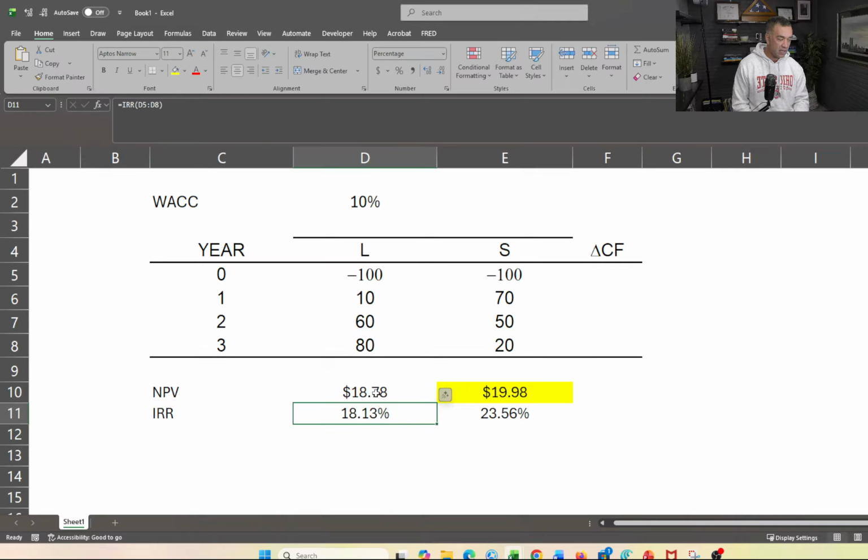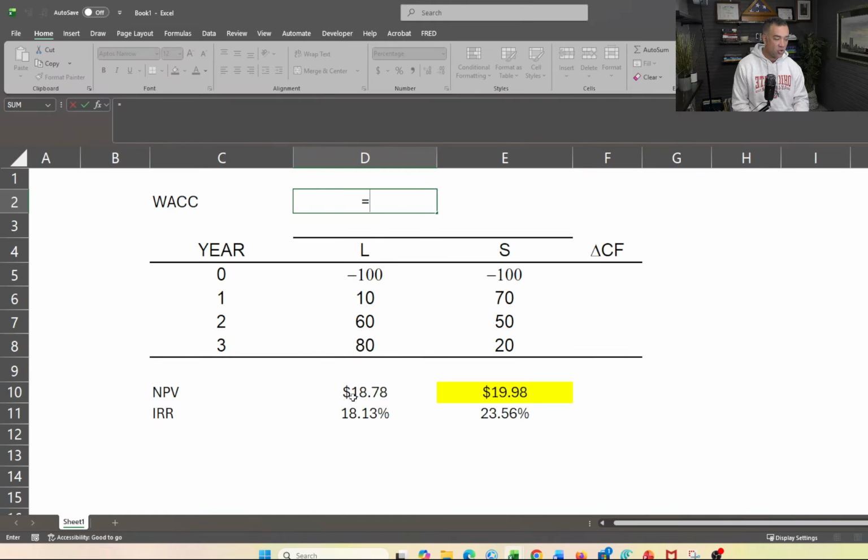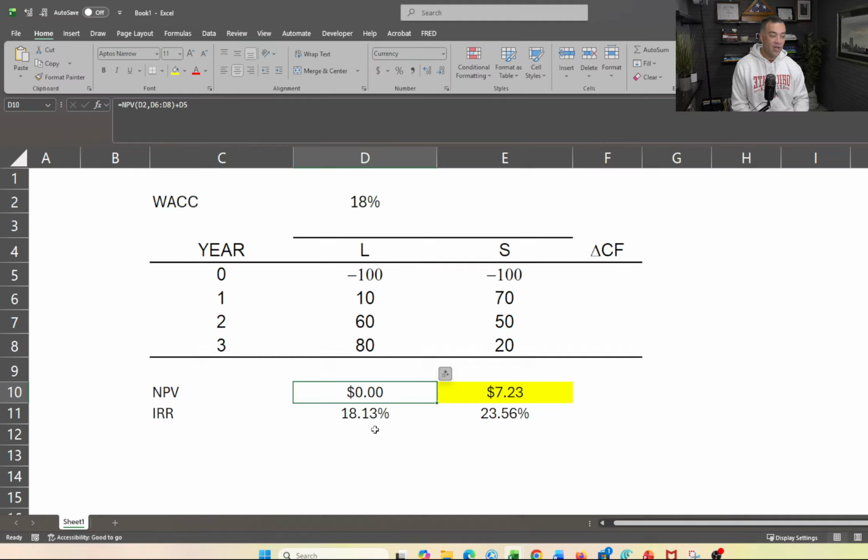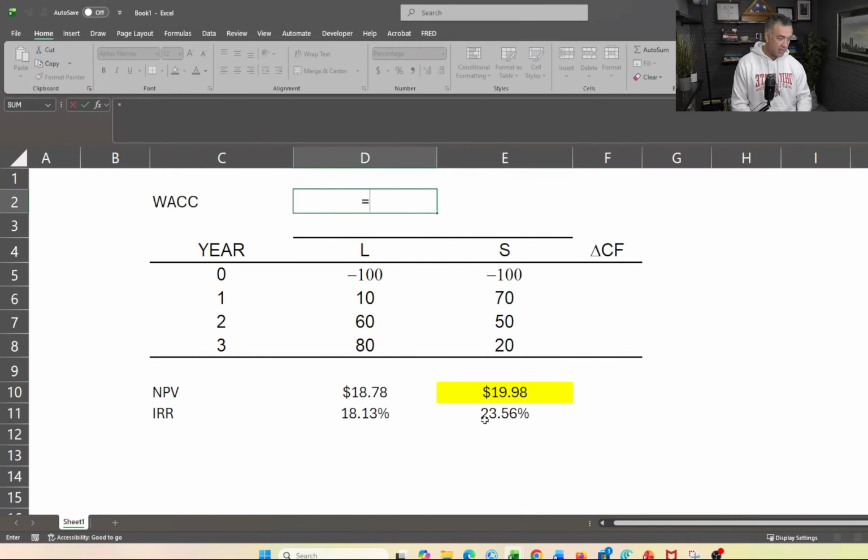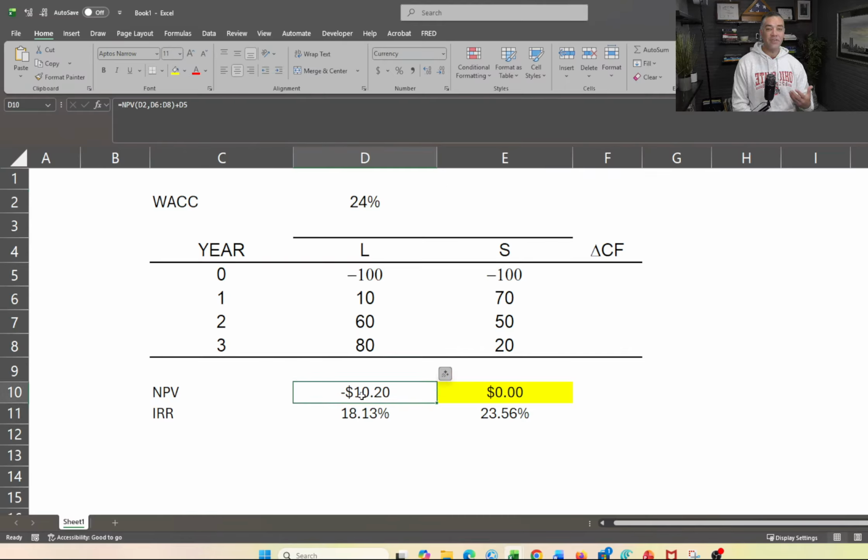Here's an interesting thing. I want you to think about this, I'm going to switch it back. If I said the WACC was 18.13, remember the definition of it, what do you think the net present value would be? Well, it would be zero. You see that? It would be zero because the internal rate of return shows what the WACC would be in order to get a zero. And same thing here, if I chose 23.56, so I put that WACC in, that means this project would be zero, and we would lose money in this one because the WACC is higher than the internal rate of return. Therefore, we have a negative net present value. So that's what it means.